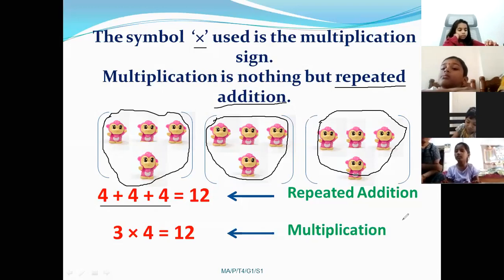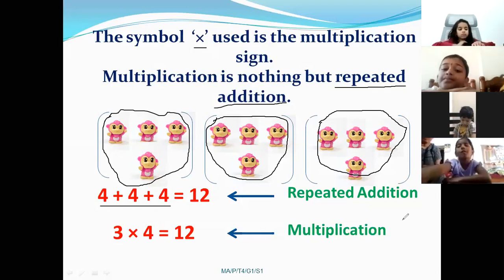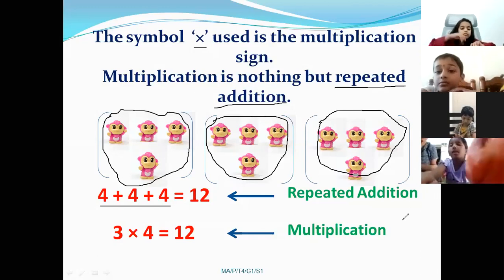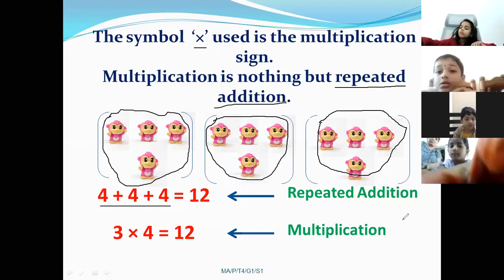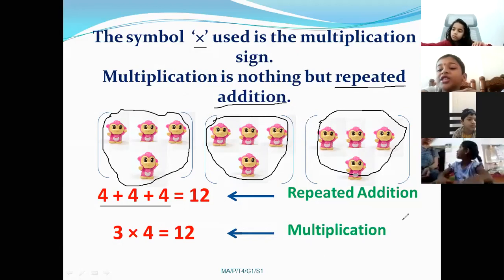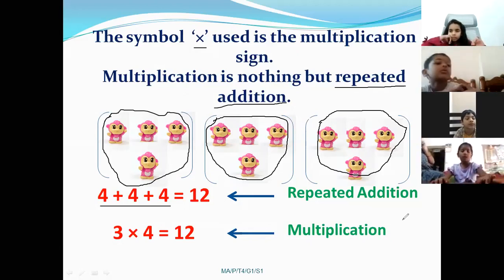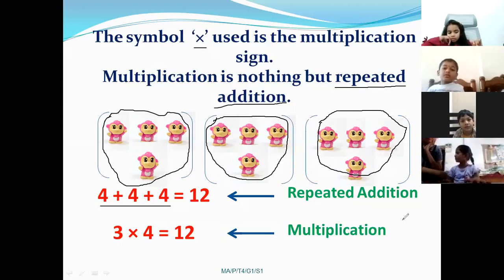Okay? Sai Ritvik, you tell me why we have written the number 4 again and again. 4 groups are there now. No. Count how many groups are there? 3 groups. And in one group, how many toys are there? 4. So that's the reason we have repeated the number 4.